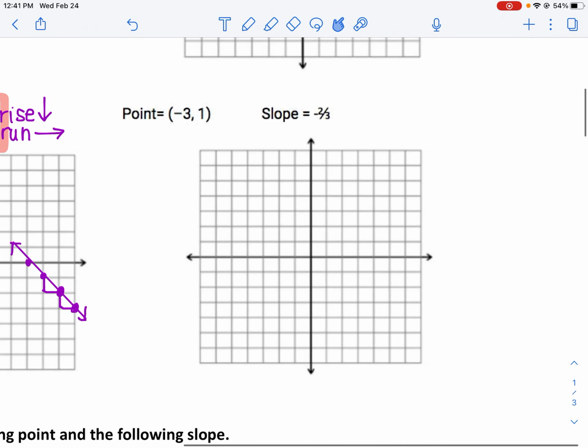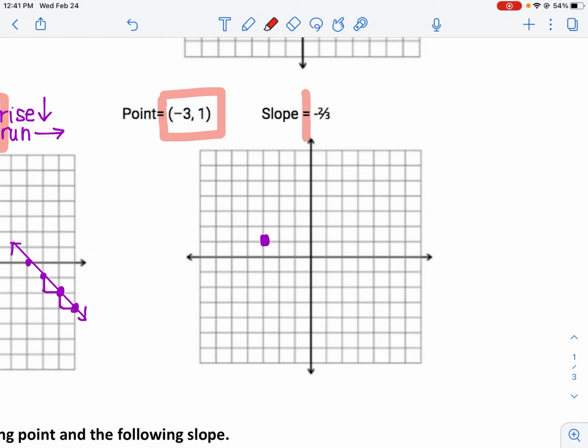Looking over at the point (-3, 1). We're going to go left 3 spaces and up 1, so you're in quadrant 2. And then we're going to take a look at our slope over here. Our rise is -2, so we are going to go down 2 spaces. And our run is +3, so we're going to go right 3 spaces. So we're going to start at the point (-3, 1), and we're going to go down 2, and we're going to go right 3.